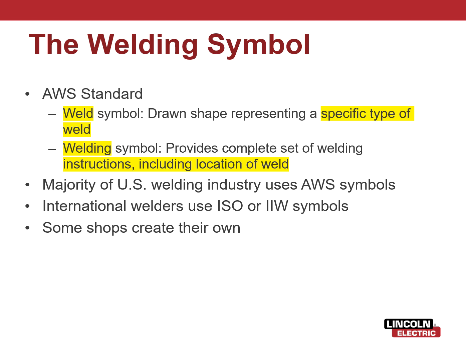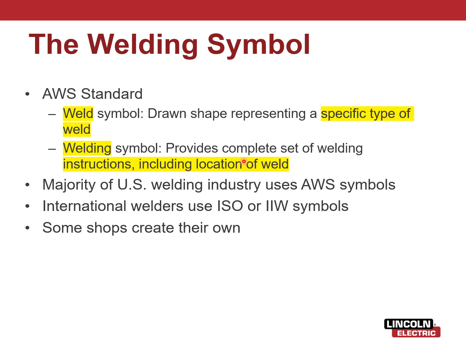Okay, so the welding symbol. AWS, American Welding Society, they're the ones that have come up with the standard on all of this. So just remember that you have a weld symbol and a welding symbol. The weld symbol is the drawn shape representing a specific type of weld. So a fillet weld or a groove weld or one of the many different types of groove welds are all going to have a specific, almost looks like a hieroglyph, denoting that type of weld. The welding symbol provides a complete set of welding instructions, including the location of the weld.